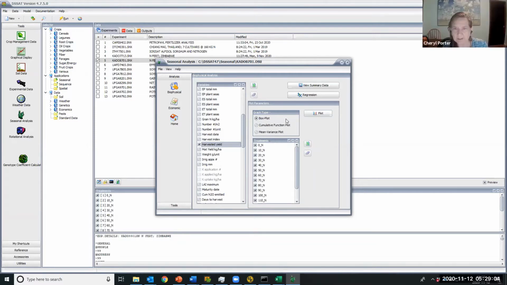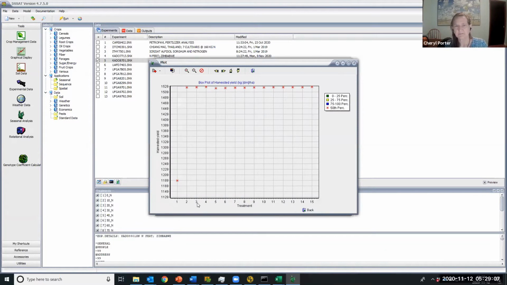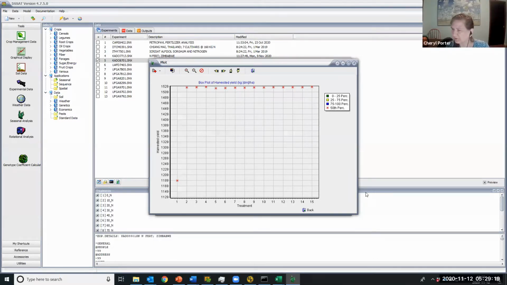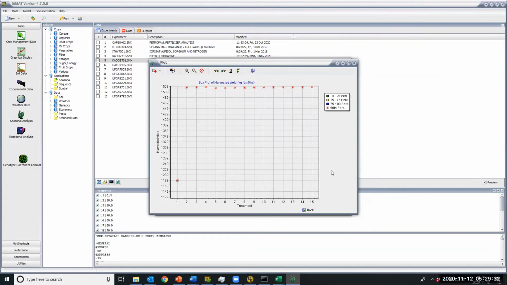Okay, so when I make a box plot, there's no variability. I hope everybody understands why there's no variability. It's because we ran only 1 year. Okay, so for every treatment, there's only one value, 1 year that we ran this.